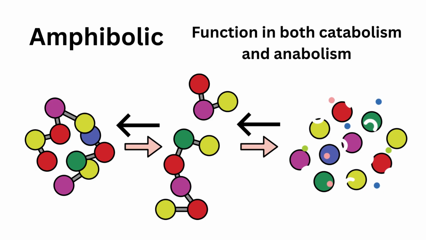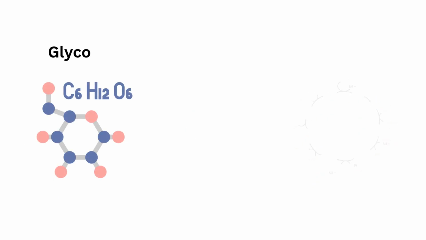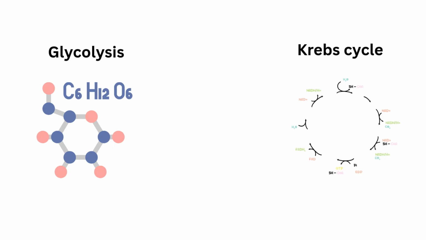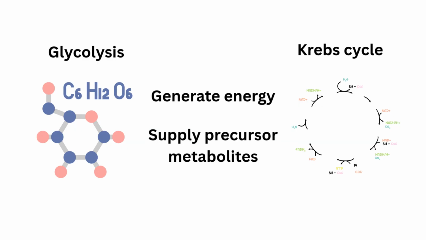Many metabolic pathways are amphibolic, meaning they function in both catabolism and anabolism. Central metabolic pathways, such as glycolysis and the Krebs cycle, not only generate energy but also supply precursor metabolites for biosynthesis, allowing efficient integration of cellular metabolism.